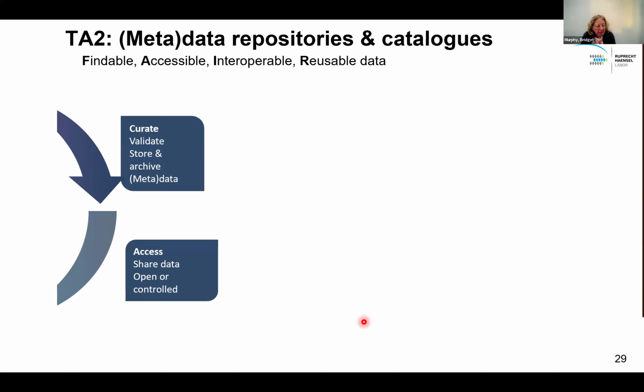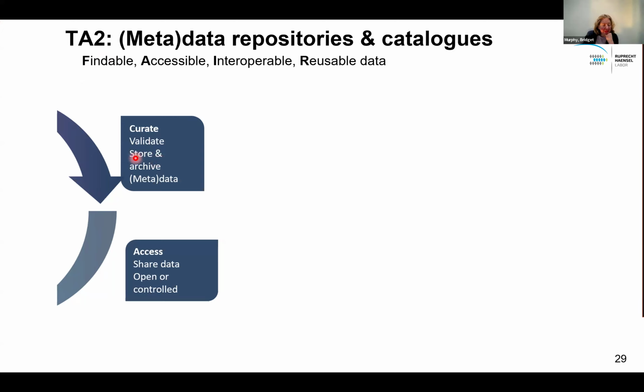And on the other aspect, once we have this metadata, we need to be able to store it in repositories and catalogs. Again, this is moving along now. If we have the data and it's findable and accessible, then it has to be in a catalog so you can get to it. And you want to have high quality data, so you need to be able to curate it.